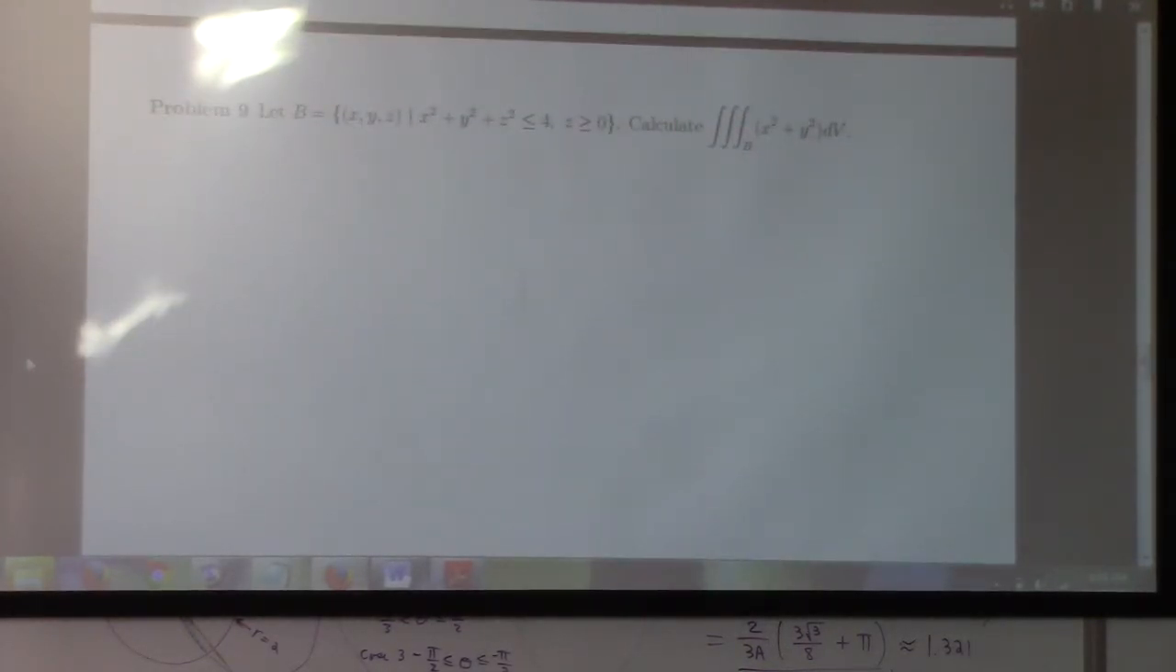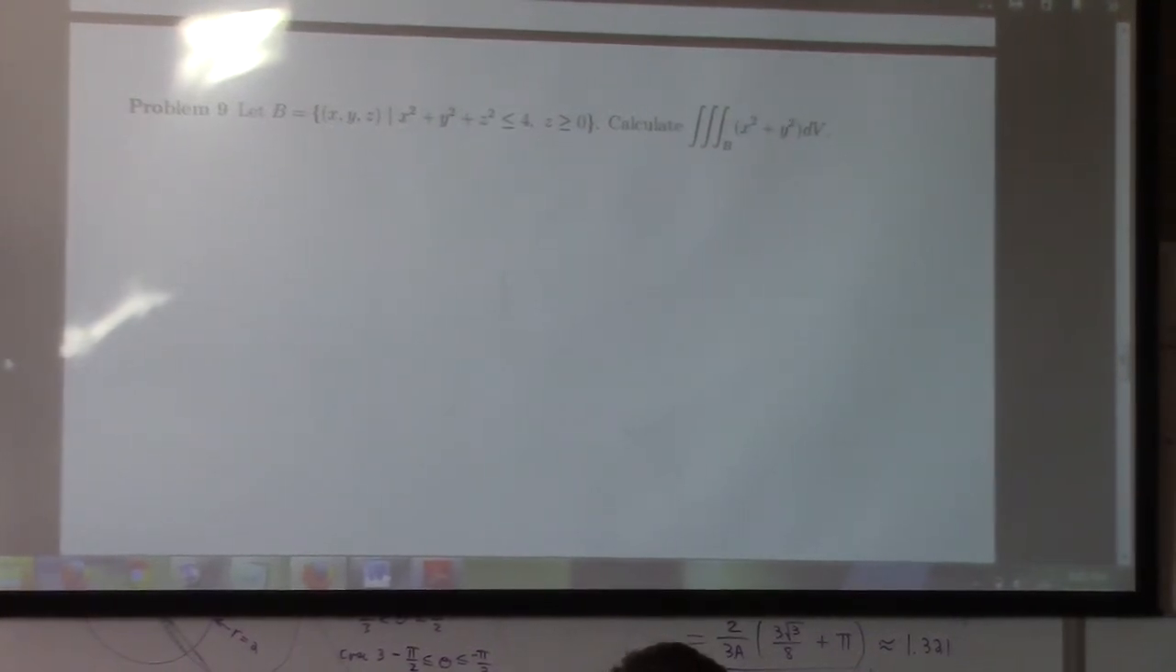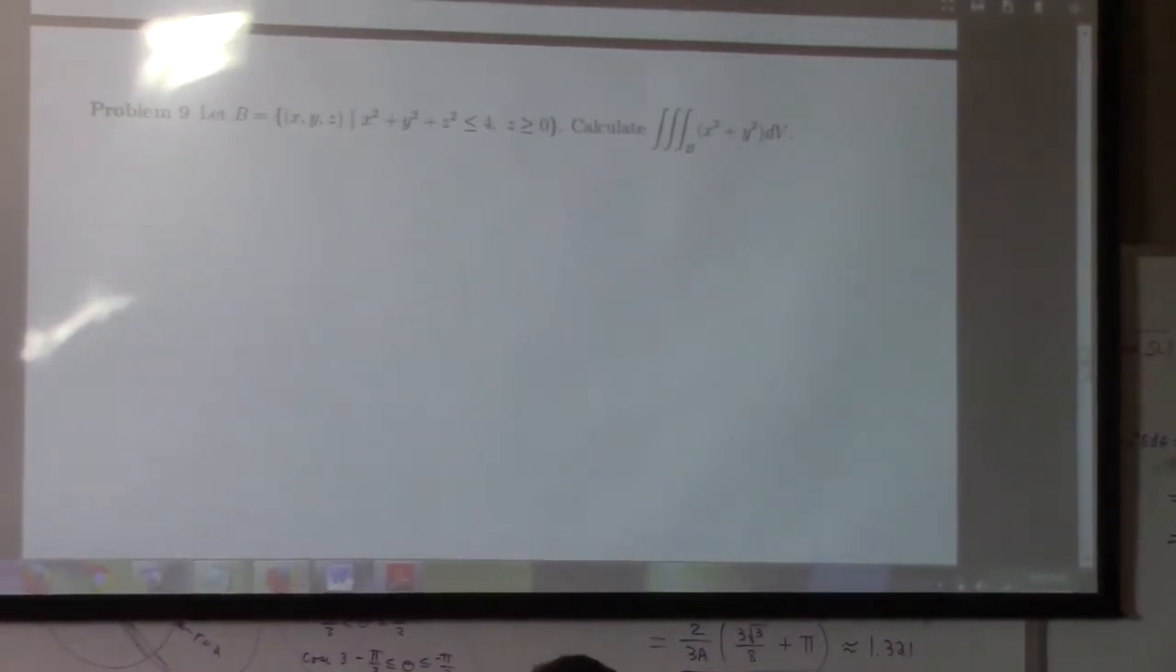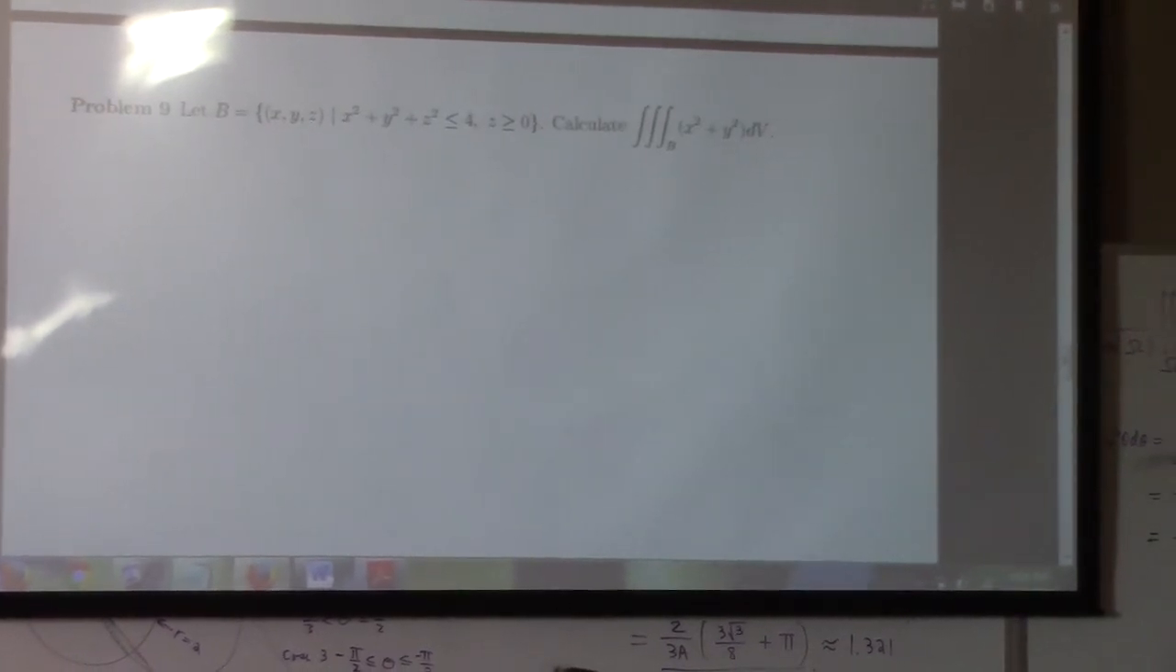This one, we're looking at the solid sphere of radius 2 where z is non-negative, right? So here you'd let theta sweep from 0 to 2 pi. Phi would go from 0 to pi over 2 because you go down to the xy plane, but that's it. And you'd use spherical coordinates here. How do you convert x squared plus y squared to spherical coordinates? It's r squared, and r is rho sine phi, right? So it's rho squared sine squared phi, and then you still have your rho squared sine phi d rho d phi d theta.